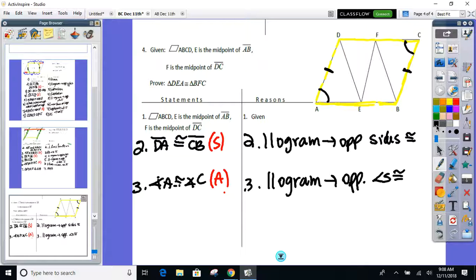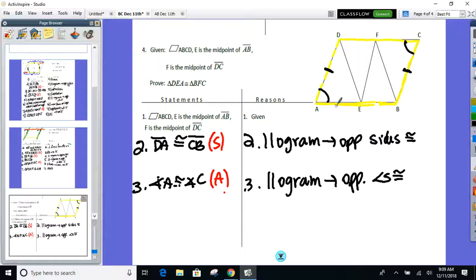AE and EB, right? F is the midpoint of DC. So what segments are equal? DF and FC. But I need FC and AE equal. All 4 aren't equal. These 2 are and these 2. But does everyone see I need those 2 congruent? Yep. That's our problem. I can't go AE congruent to FC by definition of a midpoint. Can't do that.